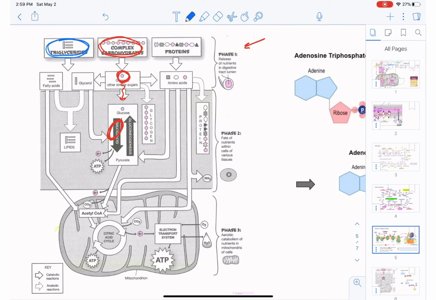And then over here, we have triglycerides. And what this is showing is that triglycerides can be broken down into the glycerol and fatty acid components, and that each of these can enter cellular respiration. Glycerol enters at the glycolysis level, and then fatty acids move down into the mitochondria and they enter the citric acid cycle.